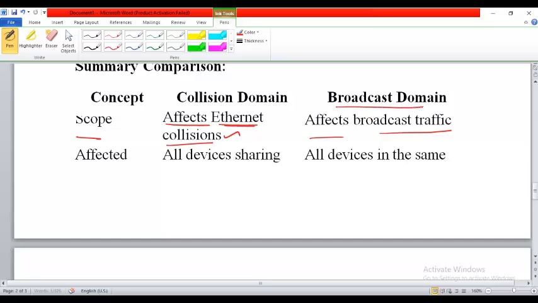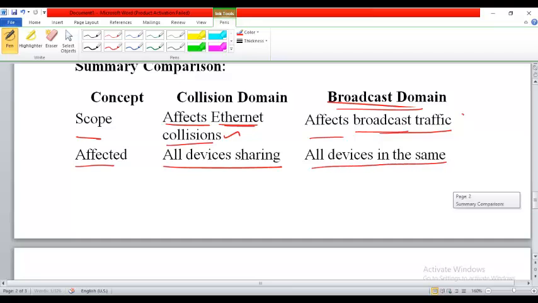Here, affected. All devices are sharing. All devices are in the same what? Wait, I think there's a next. I don't think I will take it to the next. Where is the cursor? And just push the page down, the summary page.